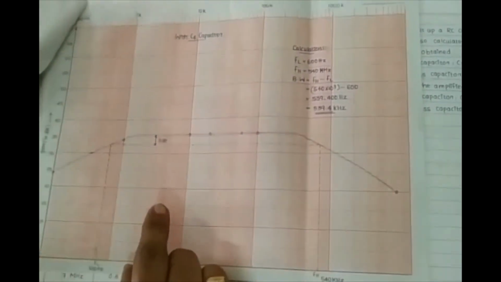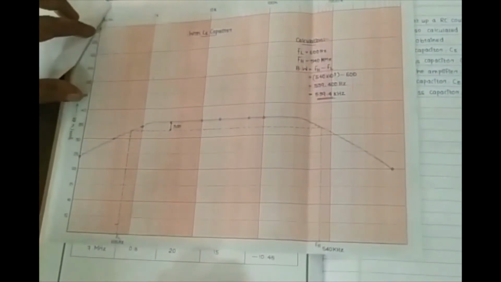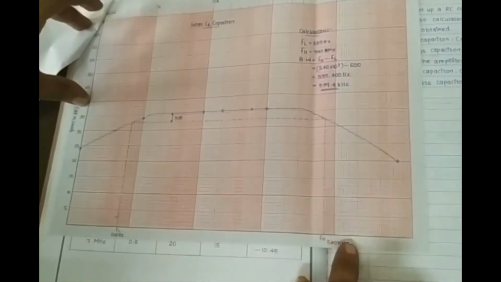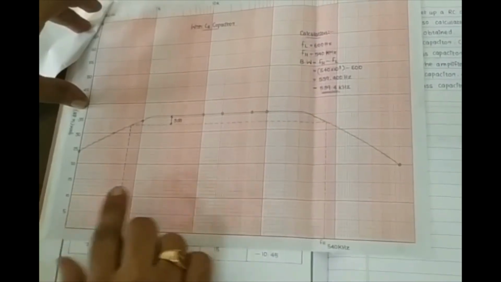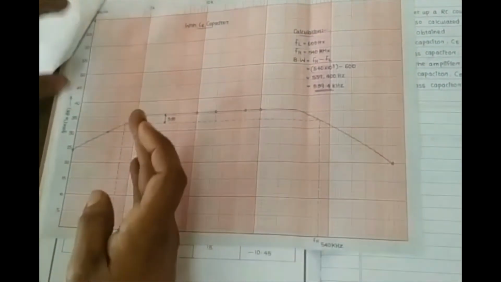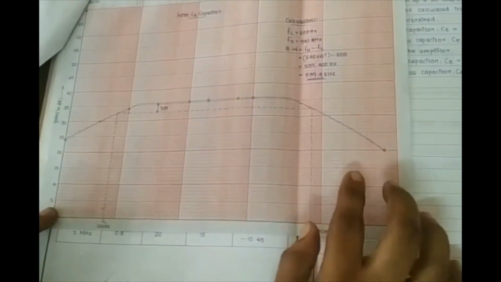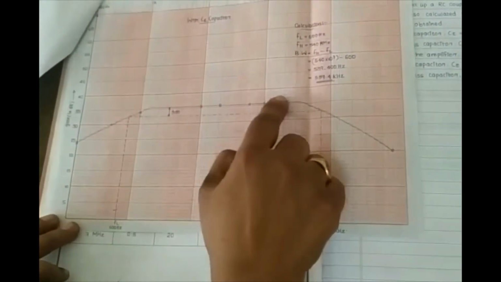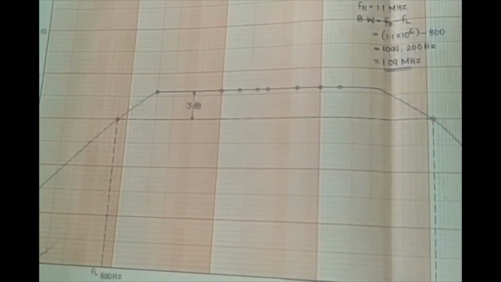This is a sample graph of frequency response. Gain is on the y-axis and frequency is on the x-axis. There are 3 regions in this graph: low frequency region, mid frequency region and high frequency region. In the low frequency region and high frequency region, the gain is less. But in the mid frequency region, the gain is maximum and it is a constant value.